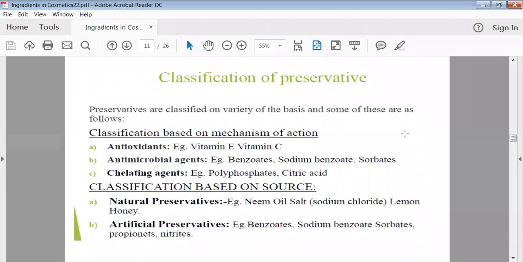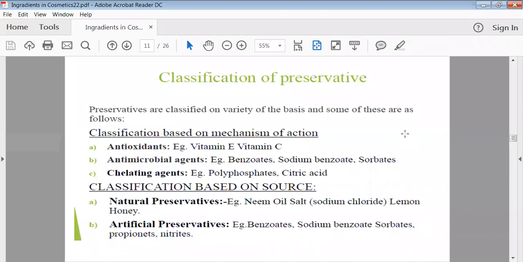Then antimicrobial agents are there, like benzoates, sodium benzoate, as well as the sorbates. They have the ability to inhibit the growth of microorganisms directly. Then chelating agents are there. They are also called preservatives, but basically they are antioxidants. So these chelating agents avoid the oxidation process by interacting with the oxidizing free radicals. They try to make a complex with the free radical, and they avoid the oxidation process. Their examples are citric acid, polyphosphates.